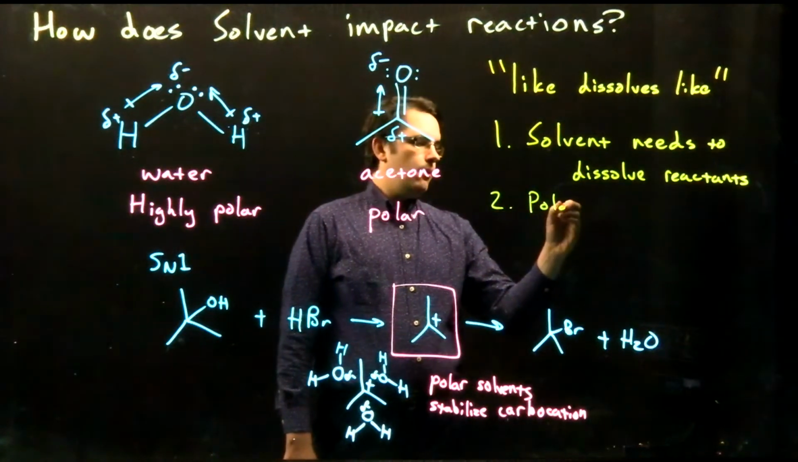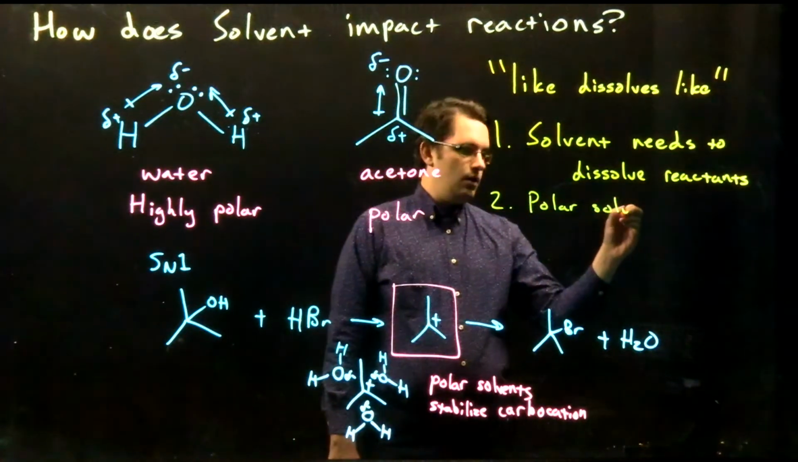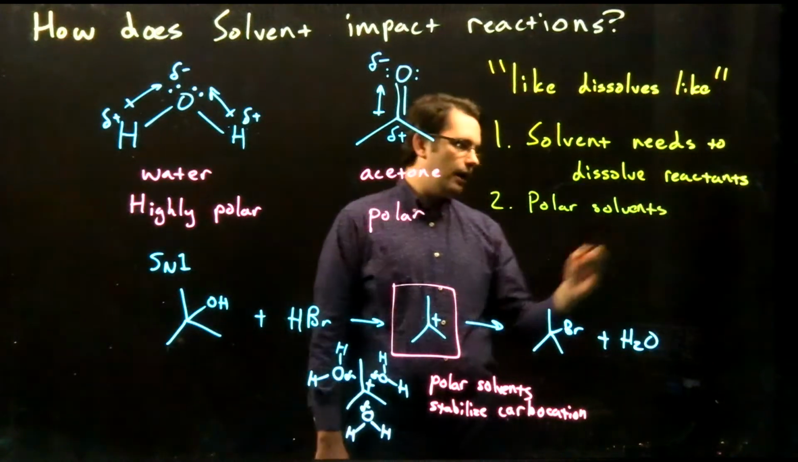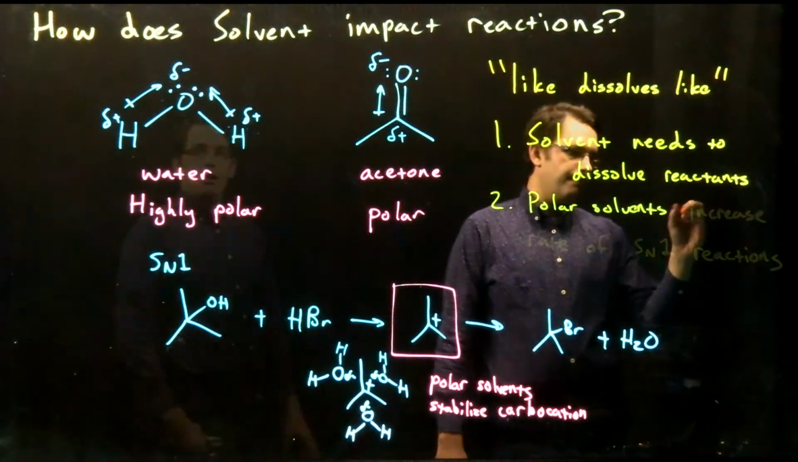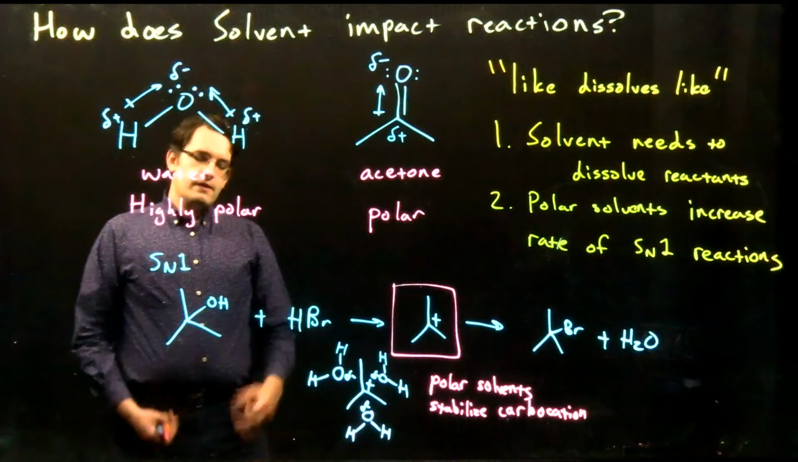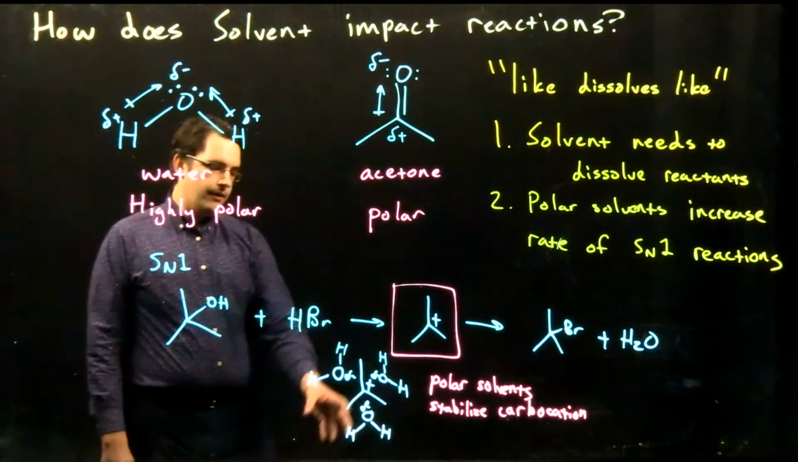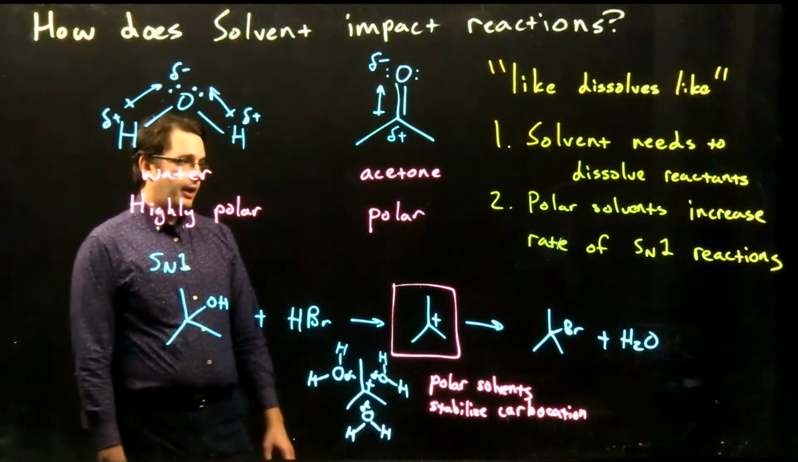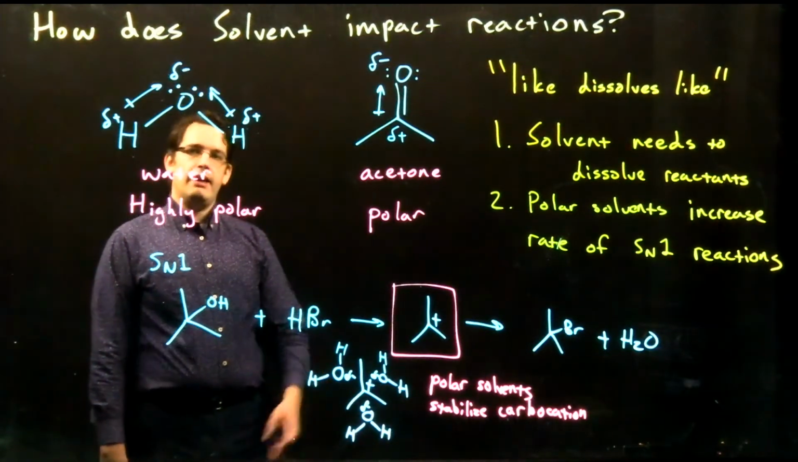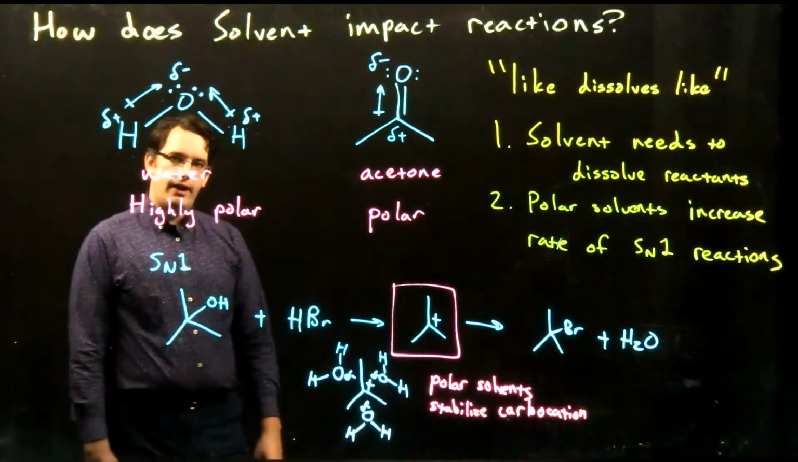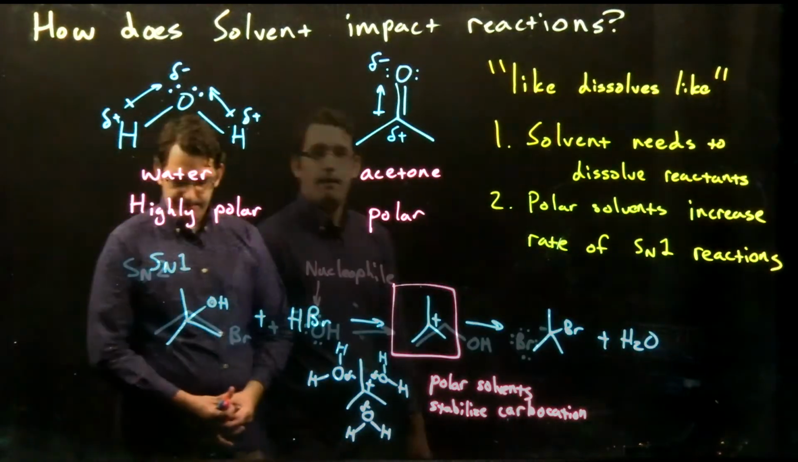So we can say that polar solvents speed up our SN1 reaction. Now, the more polar our solvent is, the larger that partial negative charge will be, and the more it will be able to stabilize that carbocation. So increased polarity equals increased rate of SN1 reactions.